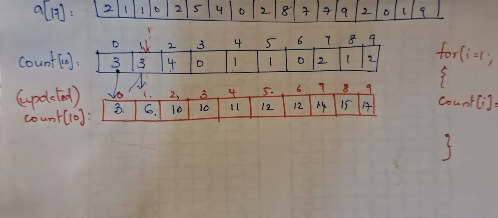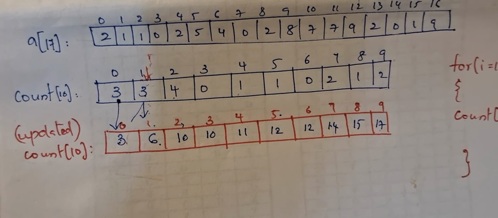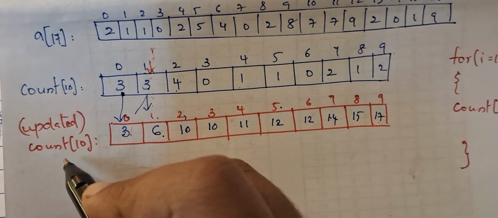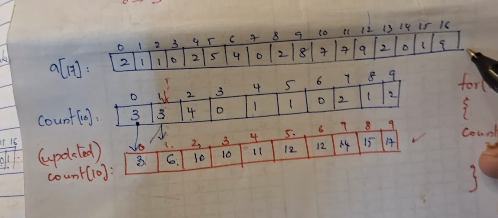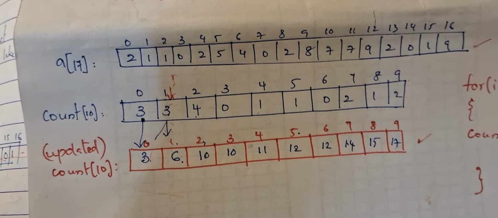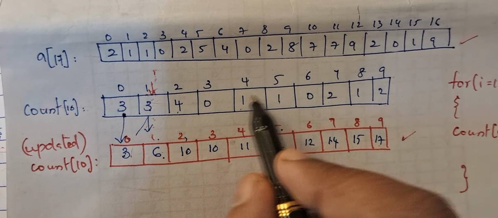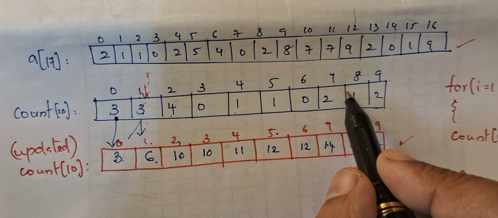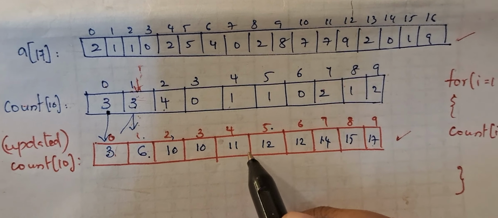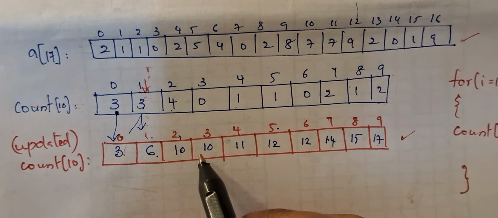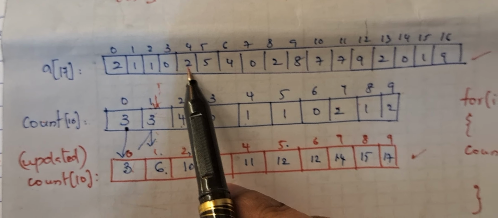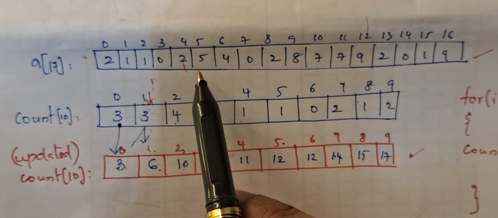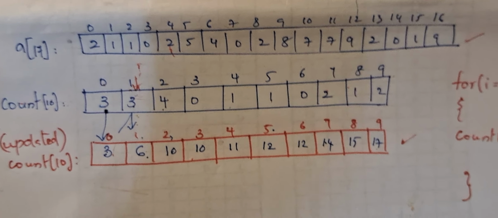Okay, now we are going to perform count sort by using this count array and the actual array. We are not going to use the original count array, because we updated this count array like this. So this count array and this particular array are taken as input to perform count sort.